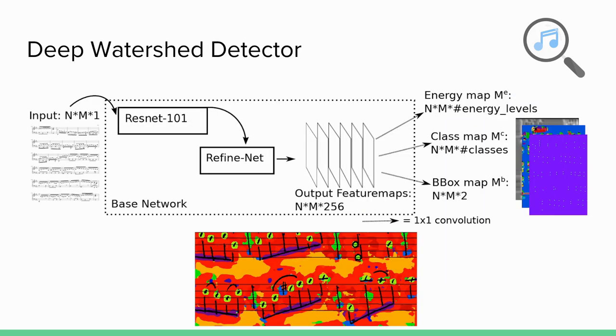And last, we have the deep watershed detector that would also be presented tomorrow. Basically, the idea of this model is that it learns a function to map the input image into a topological surface in which the objects to be detected have a basin in this topological surface so that they can be detected more easily.